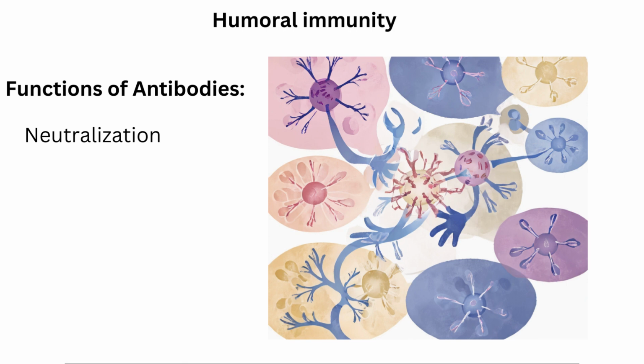Neutralization. Antibodies can neutralize pathogens by binding to them and blocking their ability to infect host cells. Opsonization. Antibodies can tag pathogens for destruction by phagocytes, e.g., macrophages, through a process called opsonization.